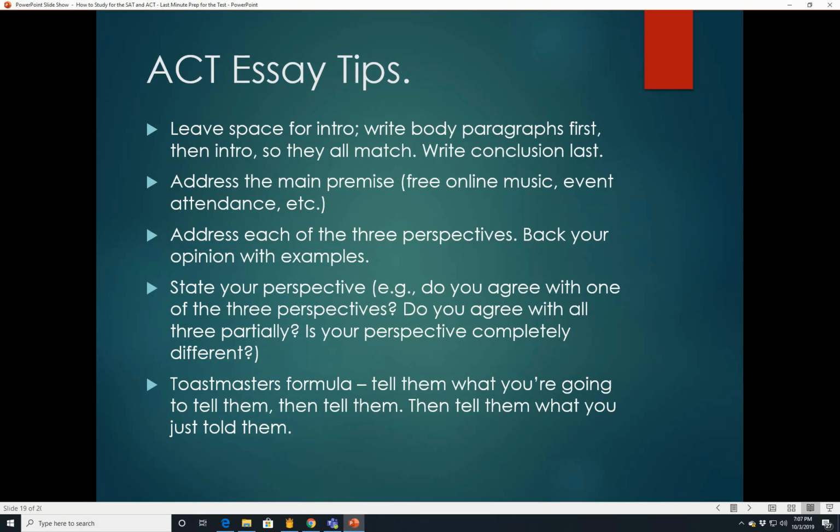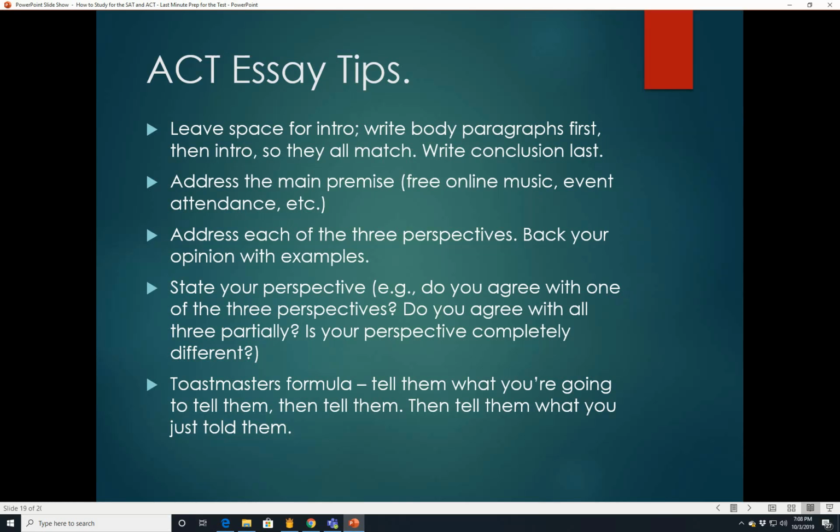ACT essay tips: you want to leave space for an intro, write the body paragraphs first, then the intro so they all match, just like what I was talking about with the SAT essay. Write the conclusion last, because if you don't really have much of a conclusion at the end, or even if you omit the conclusion, it's not going to hurt you as much as if you have an introduction and body paragraphs that don't match or don't make sense or are really weak.